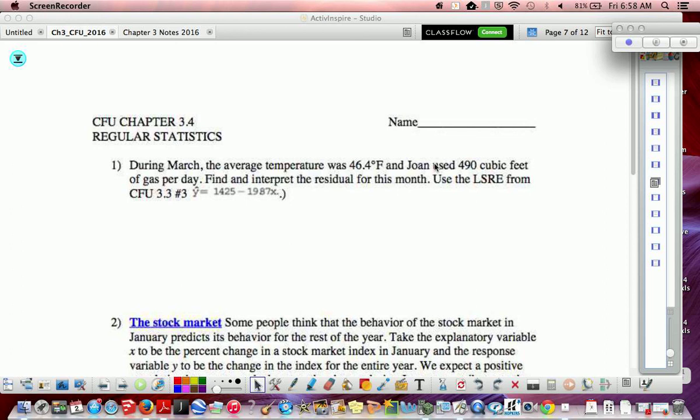Take a look at your CFU packet 3.4, dealing more with our work with residuals and the least squared regression line.